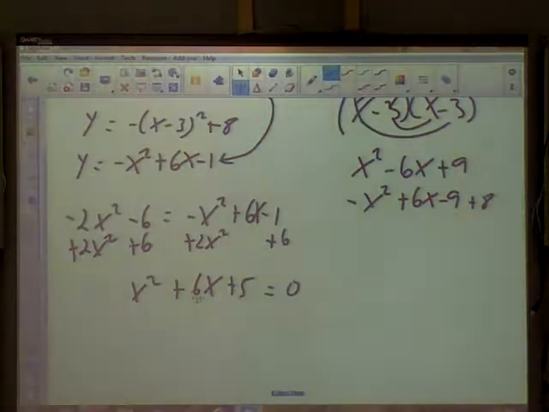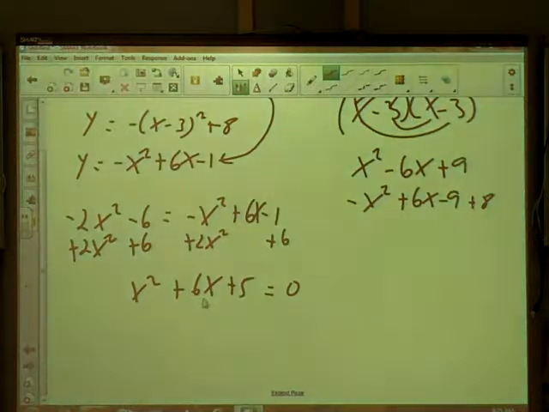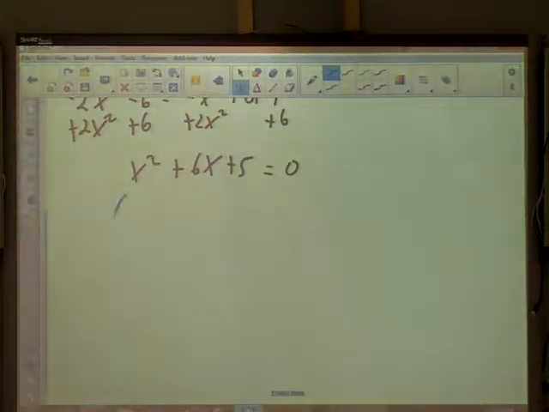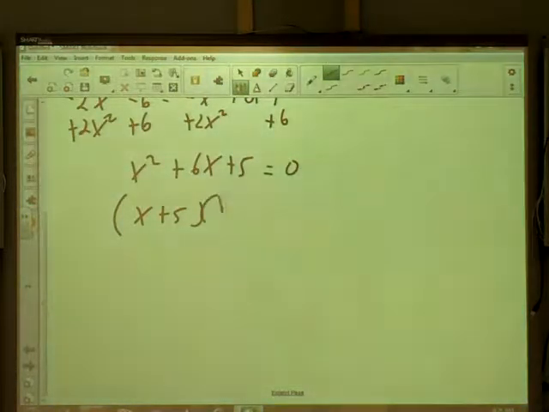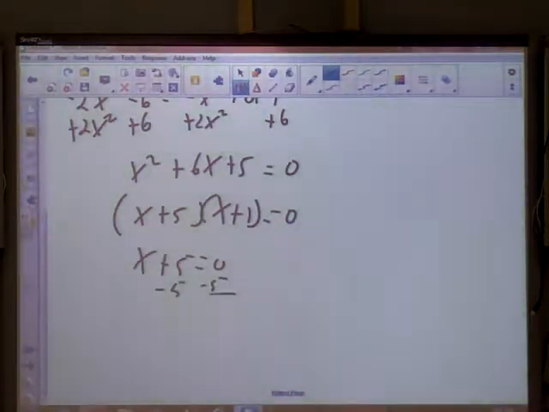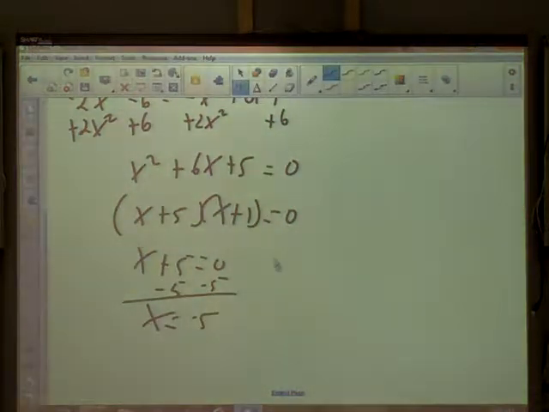All right, now, factors of 5 that add to 6. I can factor that, or I can do quadratic formula. I'm going to factor that because these things take a while. So if I get a shortcut on factoring it, that'll be x plus 5 times x plus 1 equals 0. So when you solve both of those, that gets you a negative 5 and a negative 1.